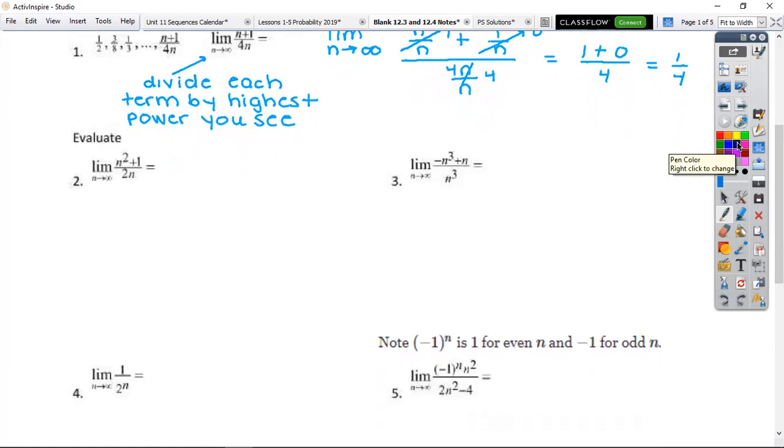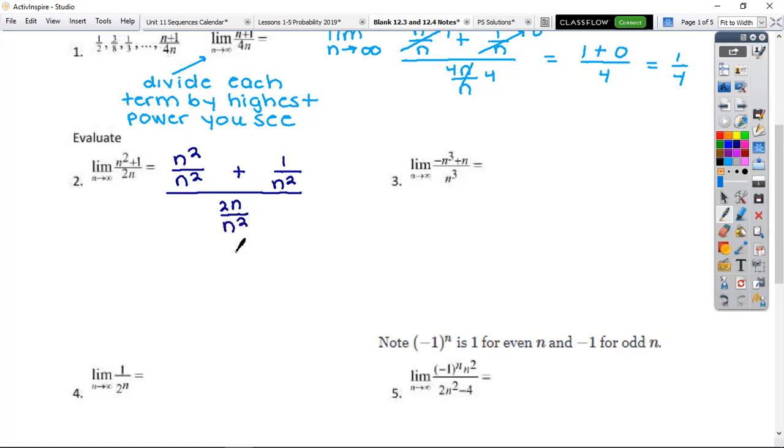So number 2, I want to evaluate this limit. What's the highest power up here? Yep, n squared, good. So I'm going to divide every term here by n squared. I'm going to do 1 divided by n squared, and then 2n divided by n squared. And see what these approach again.